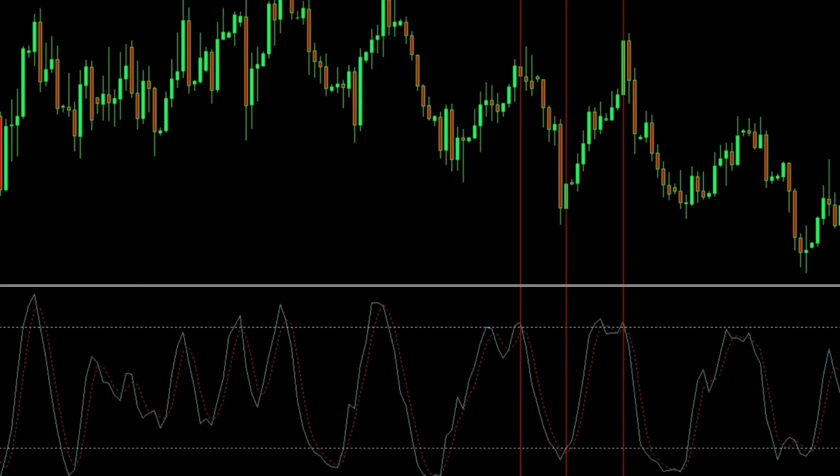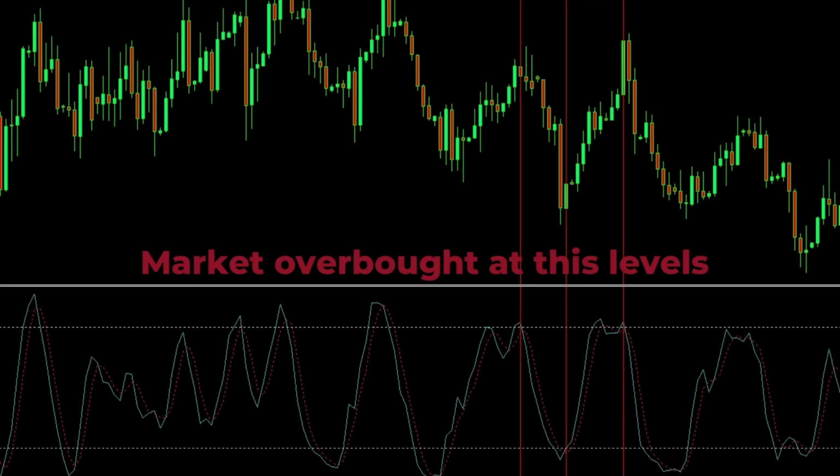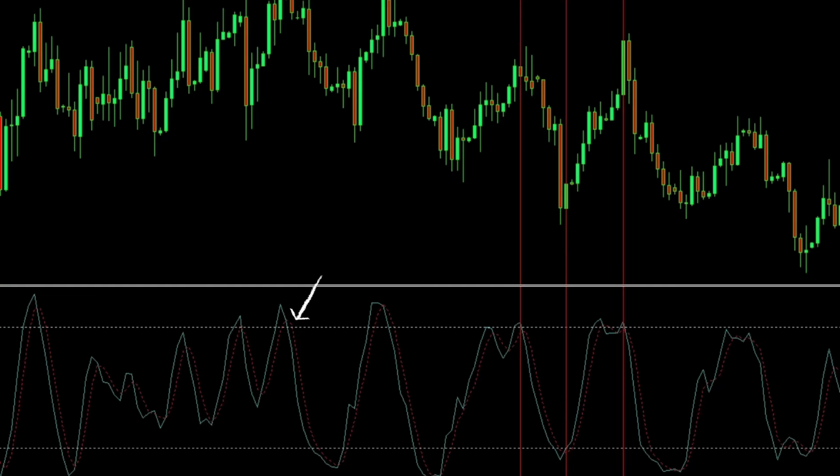The indicator works very simply. At this level, we have some overbought conditions. The price crosses over, the line crosses over. This means that we are ready to take a short position. And exactly the opposite: at this point, the prices are oversold. The line crosses over, again, we consider taking a long position.